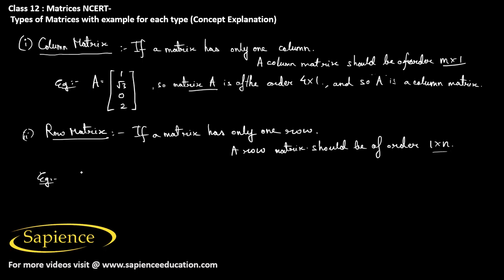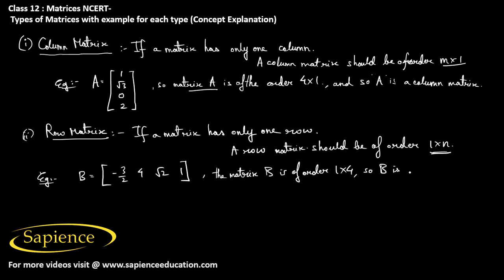Example, suppose we have the matrix B, which is minus 3 by 2, 4, root 2, 1. So here the matrix B has one row and 4 columns. If it is of the order 1 cross n, it means it should have one row and n columns. So here the matrix B is of the order 1 cross 4. So the matrix B is a row matrix.